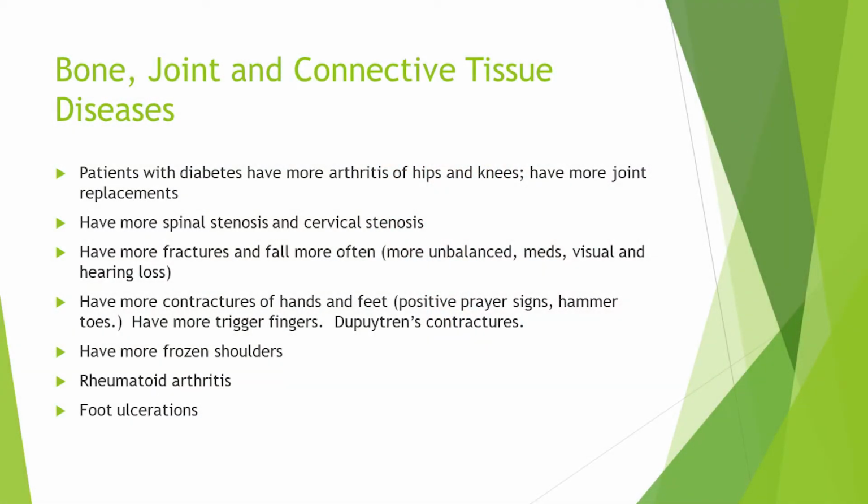Let's talk about bone, joint, and connective tissue diseases. Patients with diabetes have more arthritis of the hips and knees. In fact, they get a lot of joint replacements. They have more spinal stenosis and cervical stenosis of their back, so they have back surgeries. I view a person with diabetes as having a very fragile musculoskeletal system.